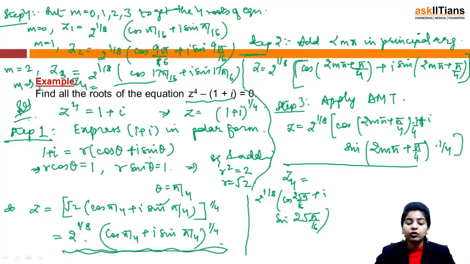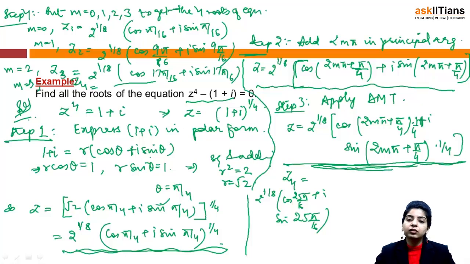Then you will add 2mπ, do not forget this step, you will add 2mπ in the principal argument. Then you will reach this form, and finally you will be applying De Moivre's theorem, and so the power will get multiplied with the angle. We will get an equation of this form, and then just finally put the values of m, and you will get the roots.